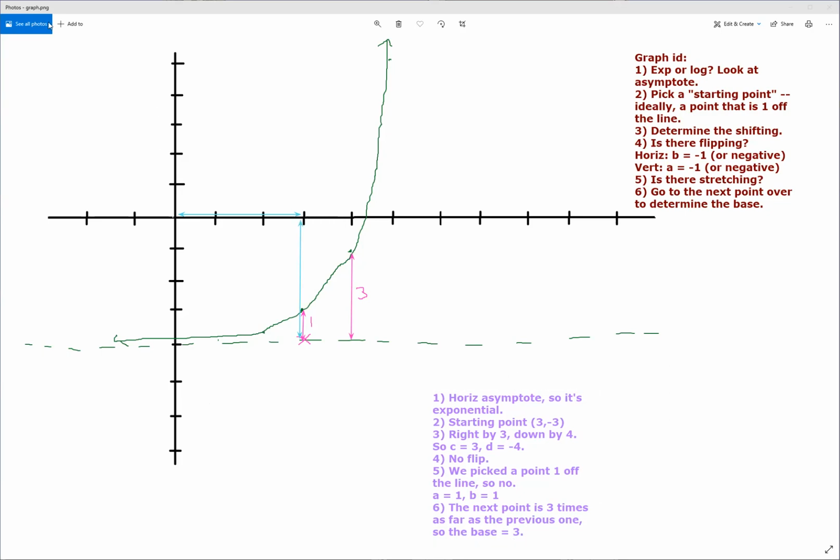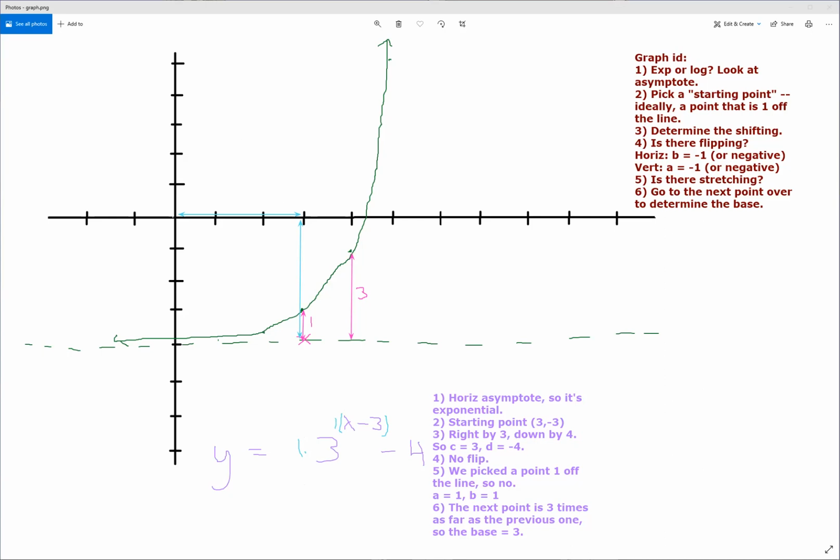Okay, now we are ready to finally write this thing. According to our last bit of information, our parent function is 3 to the x. We are shifted, we have a c value of 3, we have a d value of -4, and although we don't need to write them, a is 1 and b is 1. So I'll write those in blue to say, yeah, we don't actually need those, but for point of emphasis, there they are.